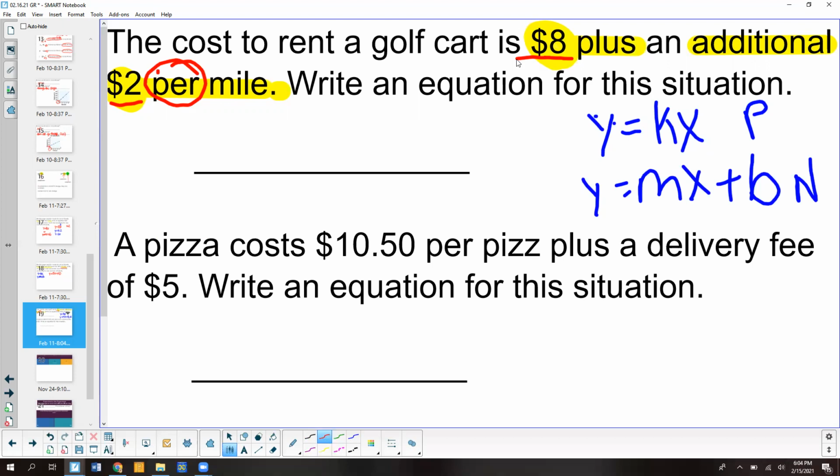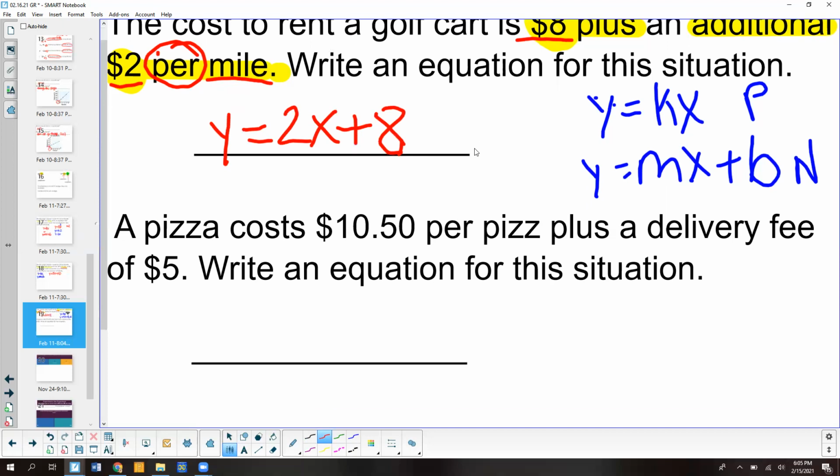Let's go ahead and write this. y equals, so I want to figure out what my slope would be. In this case, you don't even have to think about it as slope. What is the rate at which I'm paying for something? I'm paying $2 per mile. In this case, that mile is our x. So y equals 2x plus that original $8 that they charged me. They said, okay, you have to pay $8 for this golf cart no matter how long you ride it, and then it's $2 for every mile after that. So our equation for that would be y equals 2x plus 8.